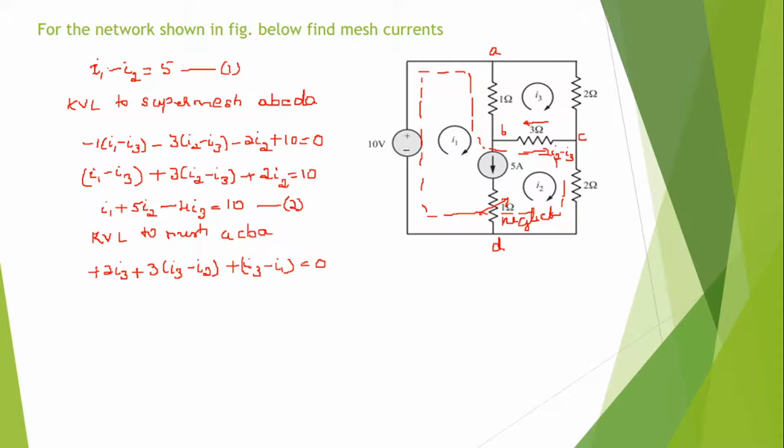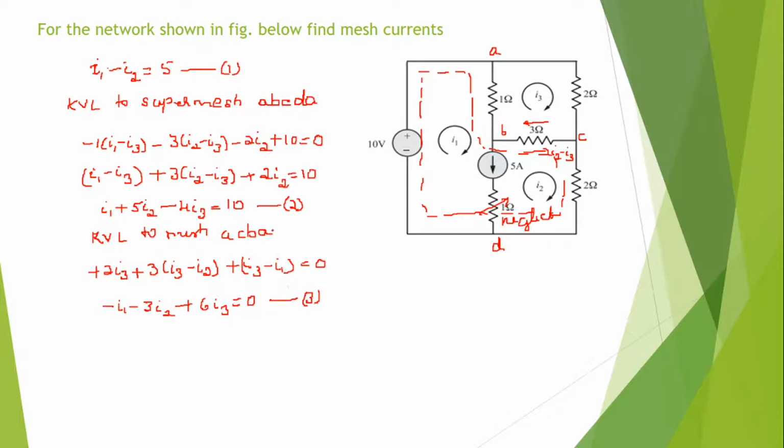Both are one and the same. So what I will get? Minus I1 minus 3I2 minus I3 plus 3I3, so plus 6I3 equal to 0. So this is the equation 3.